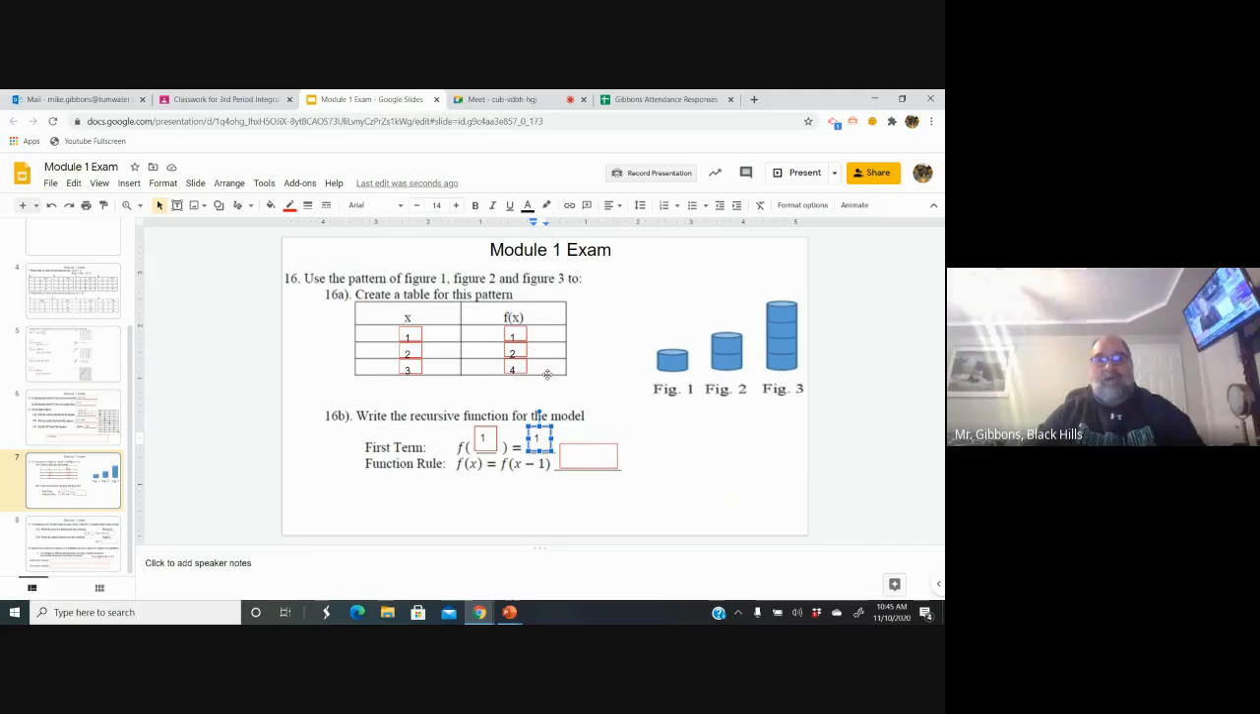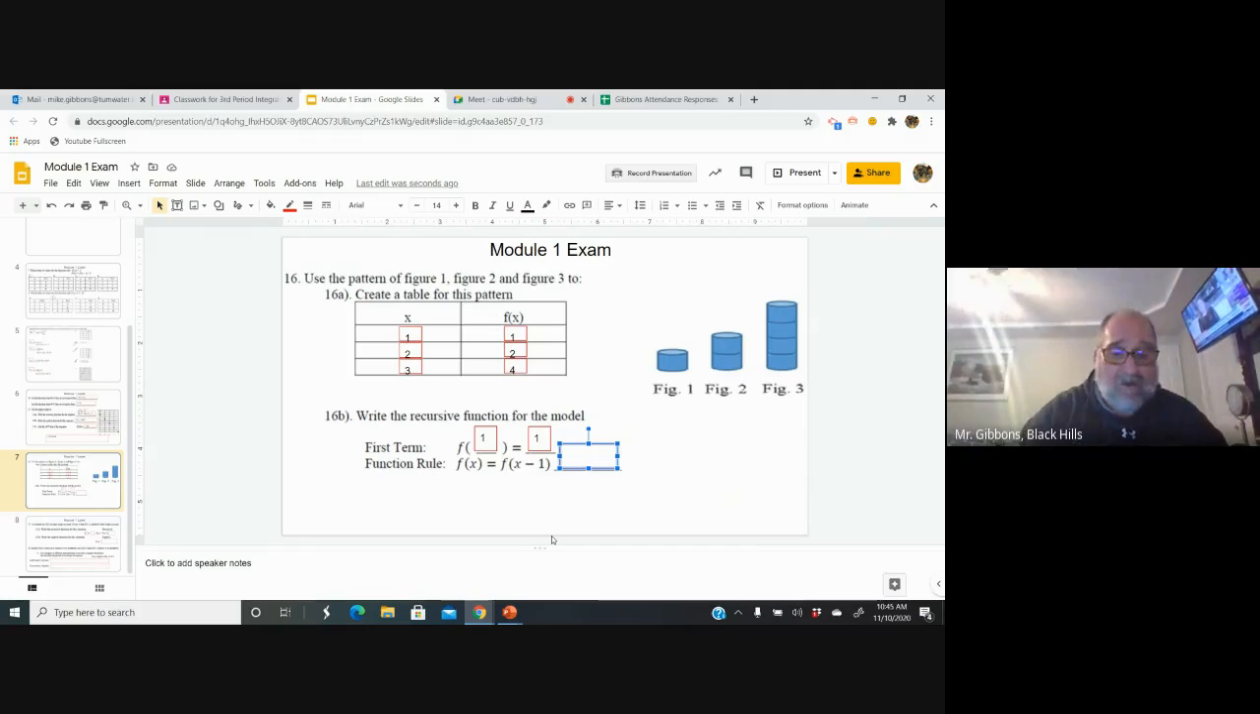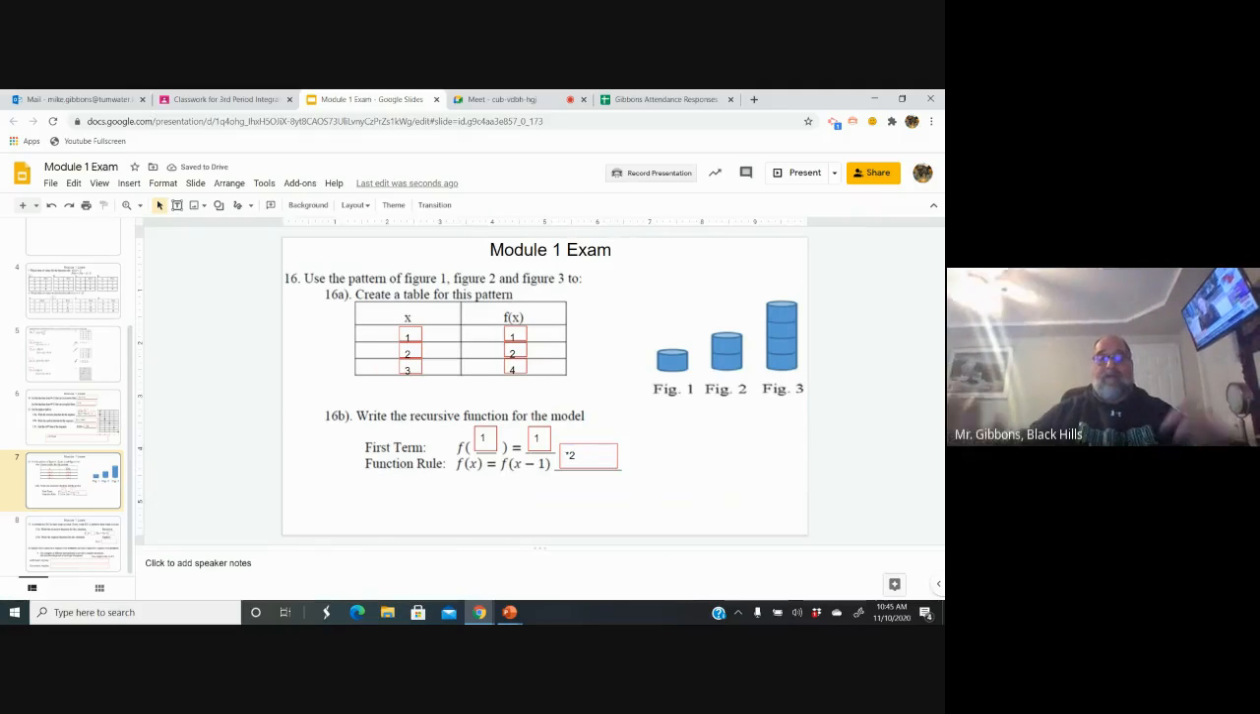Okay? So 1 goes to 2 and 2 goes to 4. It looks to me like we're multiplying. We have a common ratio. So I'm going to use the little star to mean multiplication. And what am I multiplying by? 2 times 2. And there you have it.